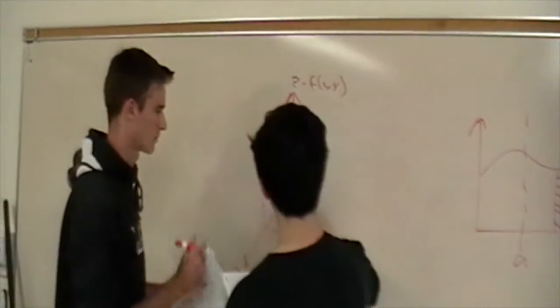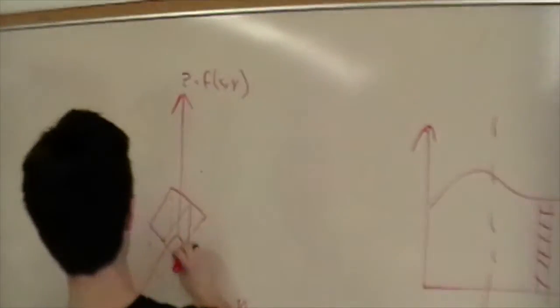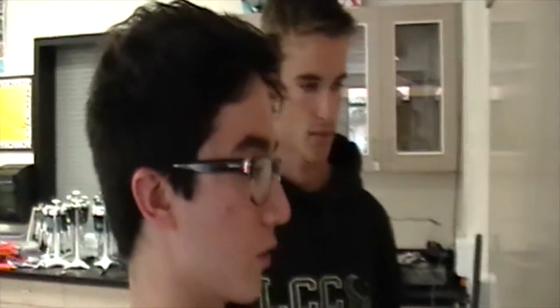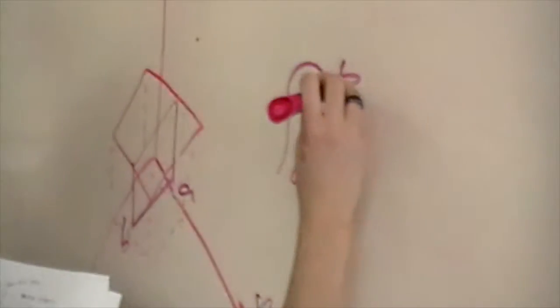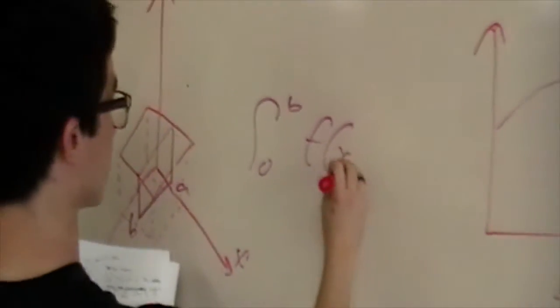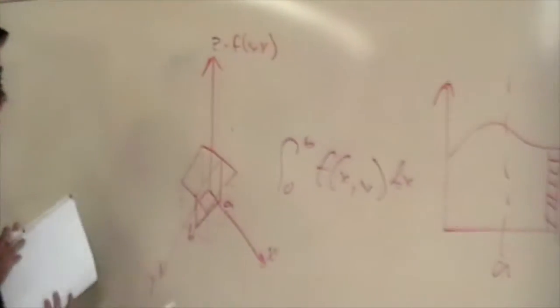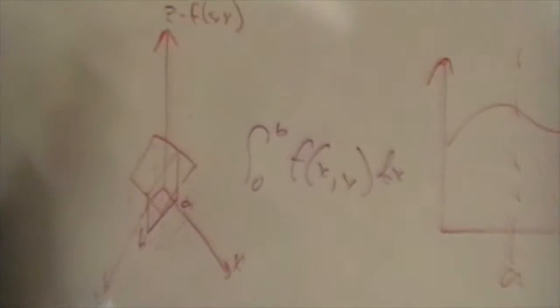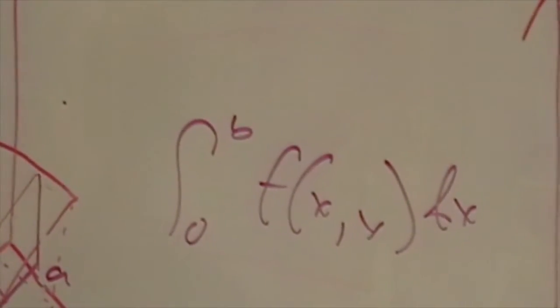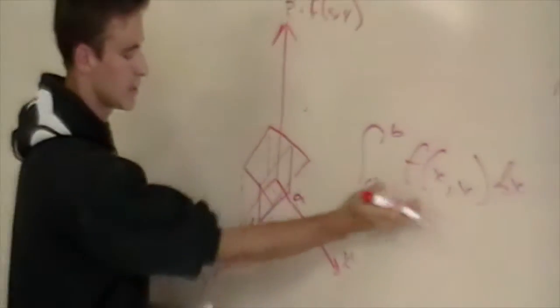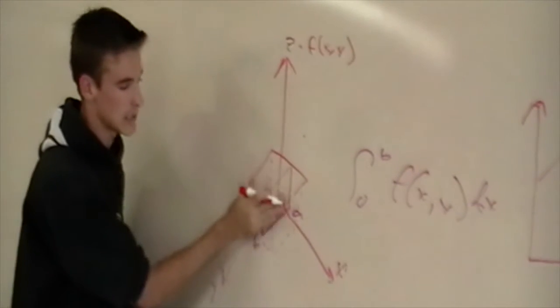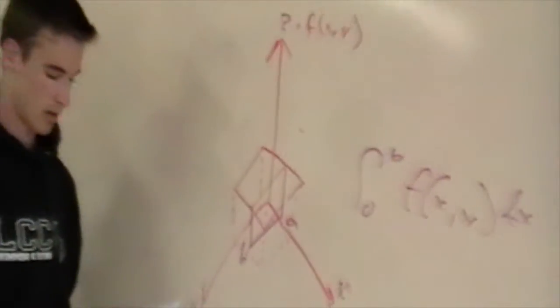Okay, then we're going to have a little piece in here. And the integral from 0 to b of f of x and y, which is the integral of the surface z, is the integral of the area under a line in the plane. So it's just this rectangle right here, which is represented by this integral, one slice of the plane.